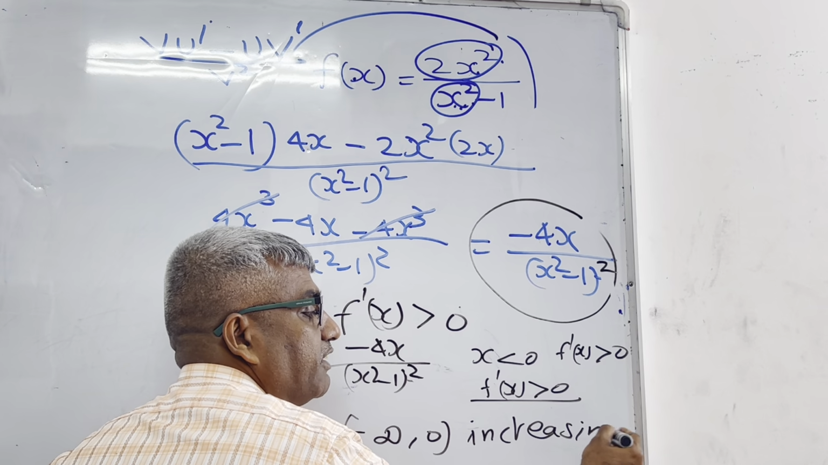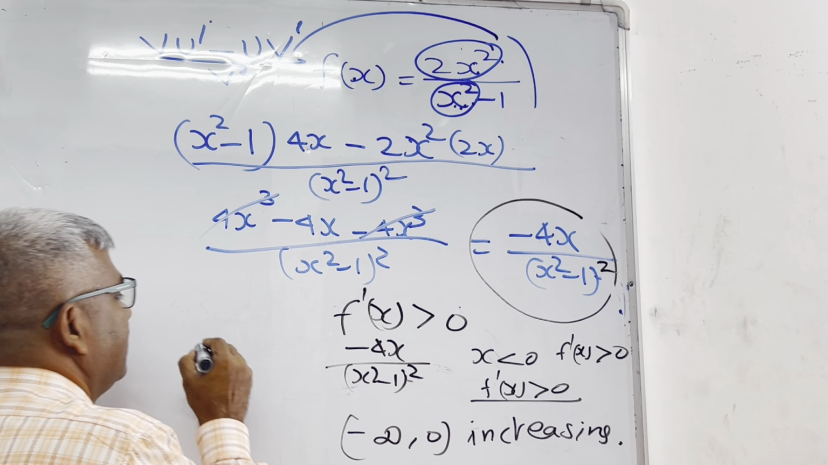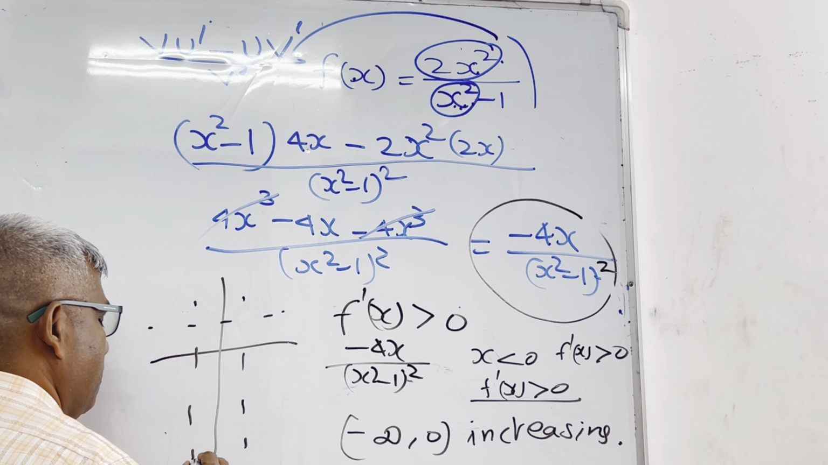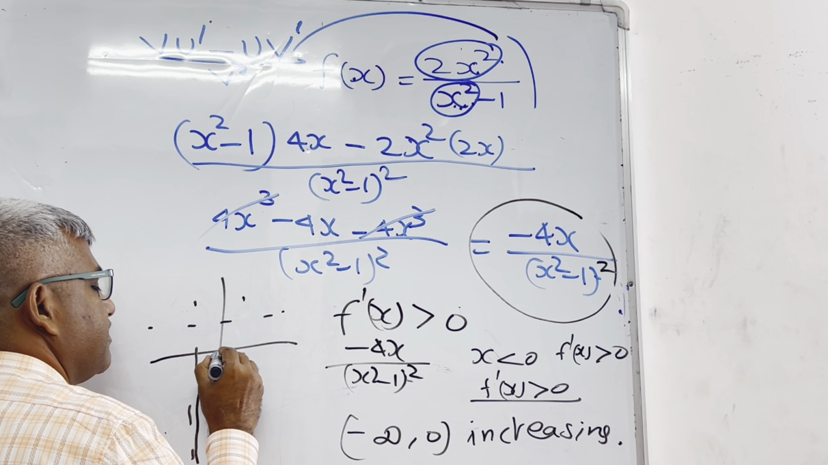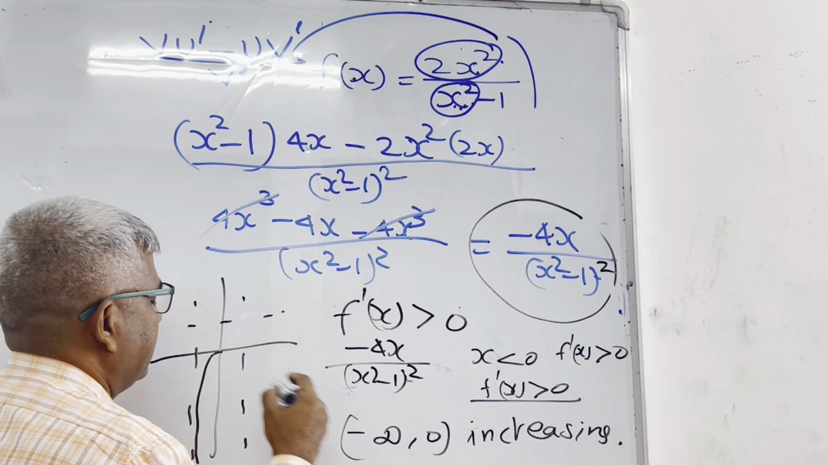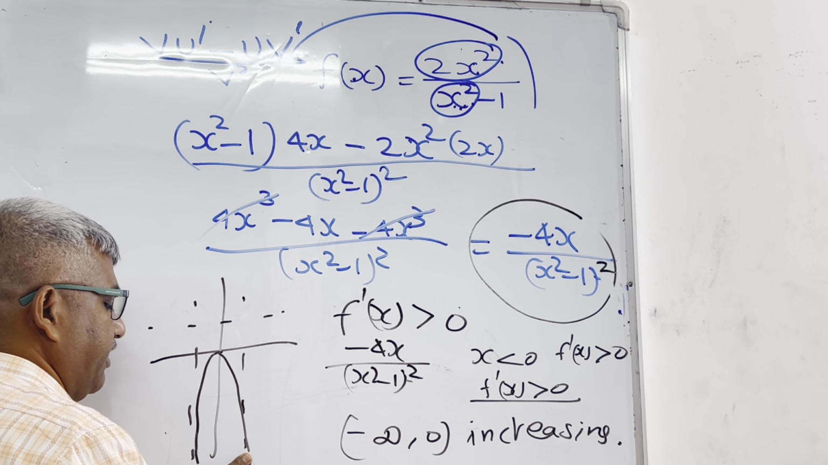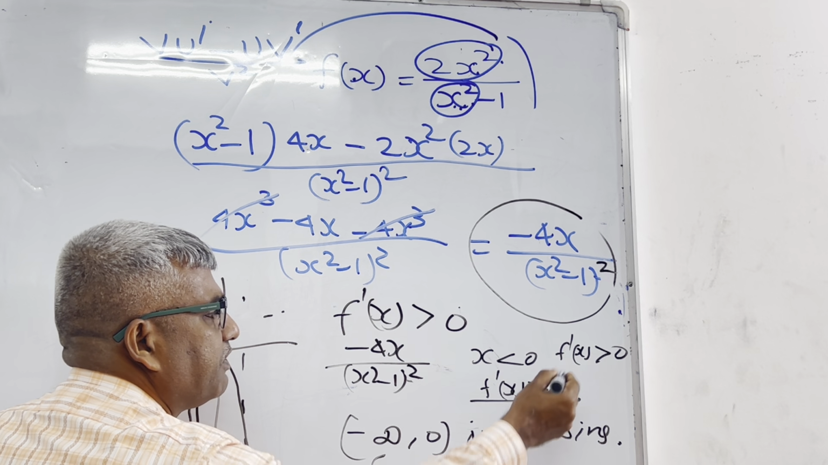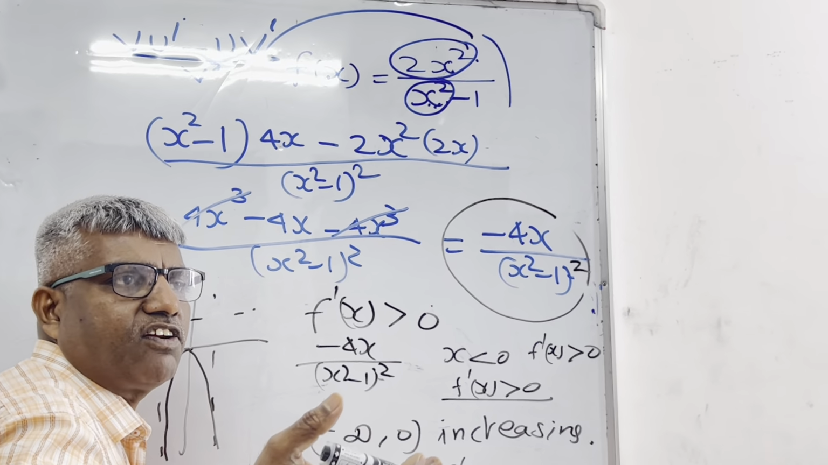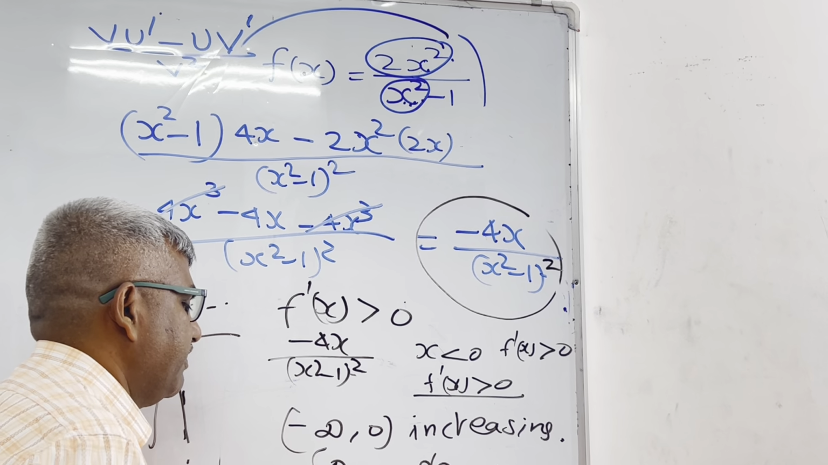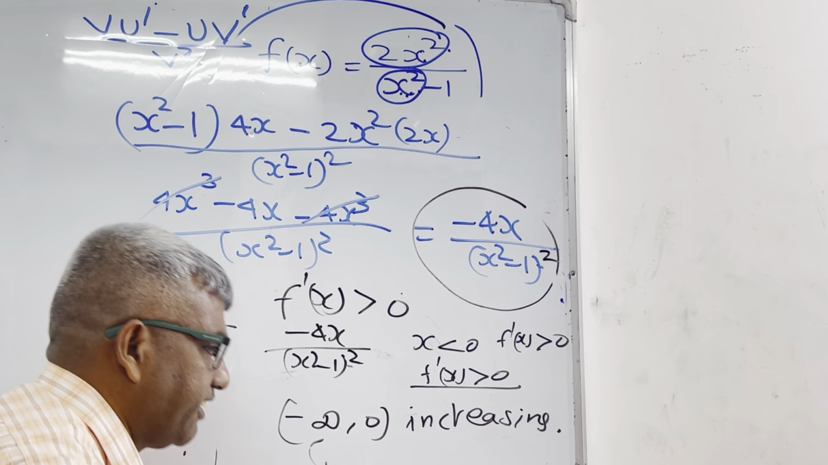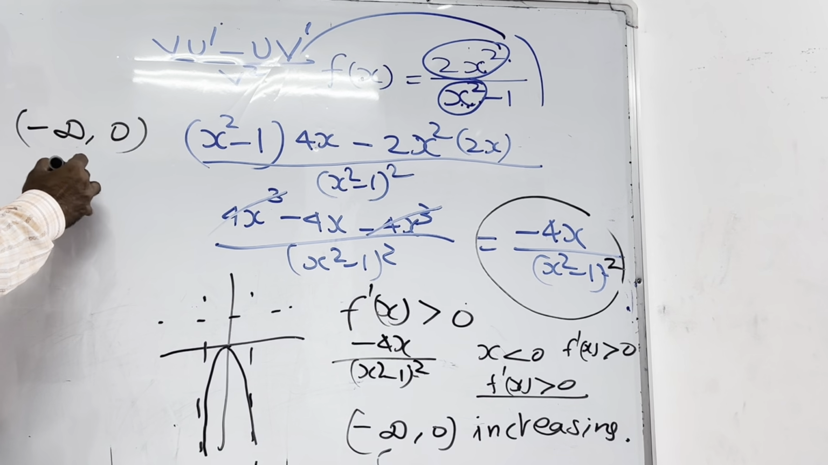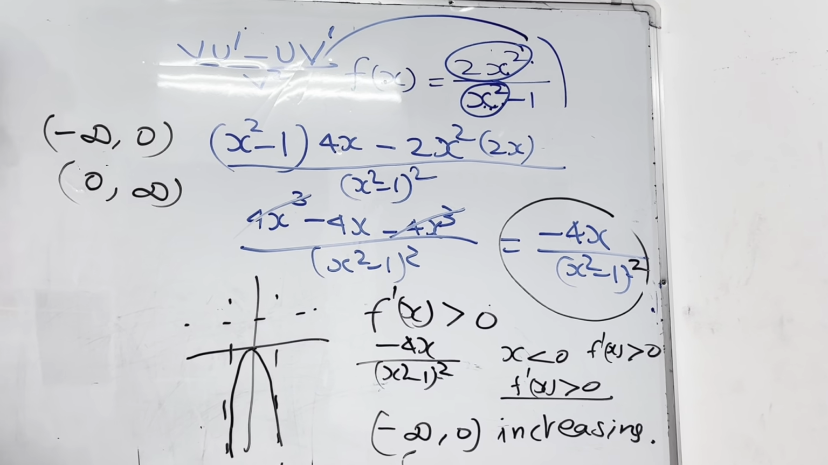So what we concluded with our previous 4 steps is right. Minus infinity to 0, it is increasing. Then automatically, since it is symmetric about the y-axis, from 0 to infinity it will decrease. We can conclude here also: when x is greater than 0, f dash x is negative. Good. So increasing is minus infinity to 0, decreasing is 0 to infinity.